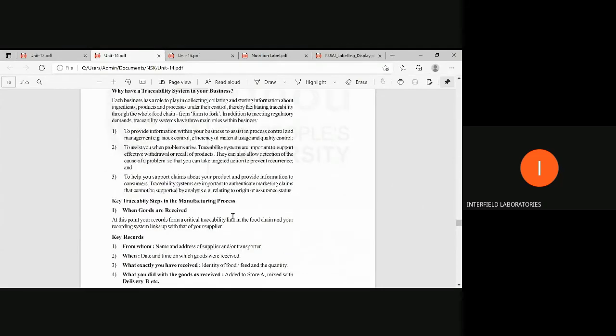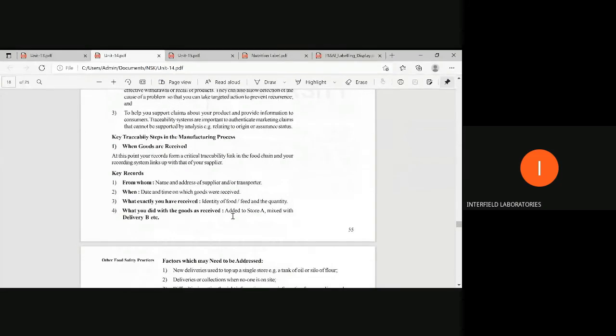Now, the key traceability steps in the manufacturing process. First one, when goods are received. At this point, the records form a critical traceability link. A proper record should be there to maintain a traceability system. So records for from whom the goods are received, the name and address of the supplier and the transporter, when the material is received, that is the date and time of receipt, what exactly is received, that is the identity of food or feed and the quantity of receipt, and what is done with the goods after receipt, whether it is stored separately or mixed with some other lot, should be kept in record.